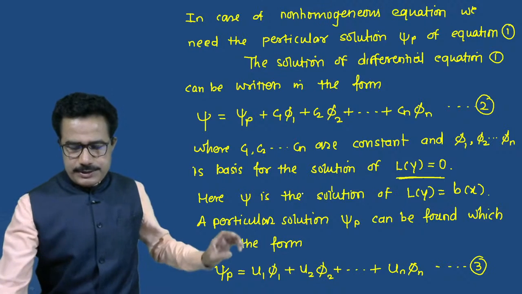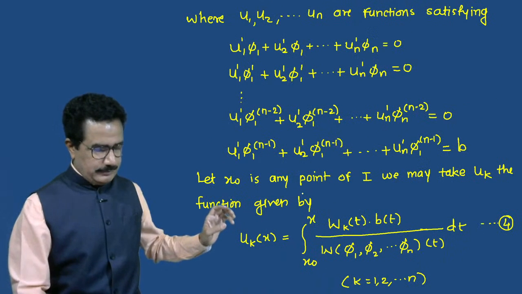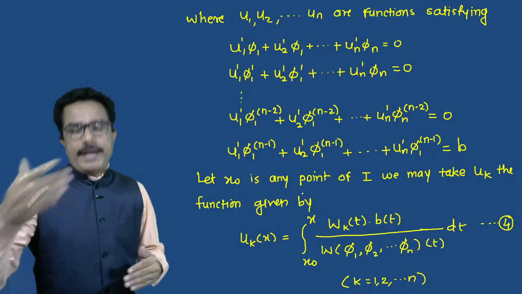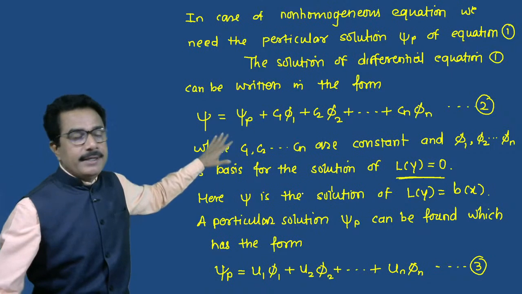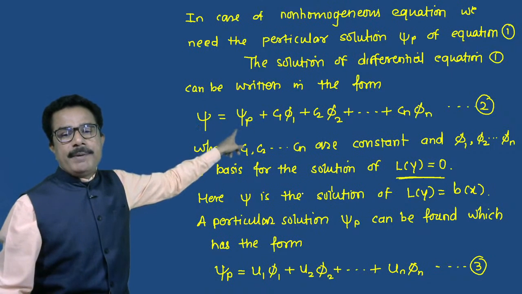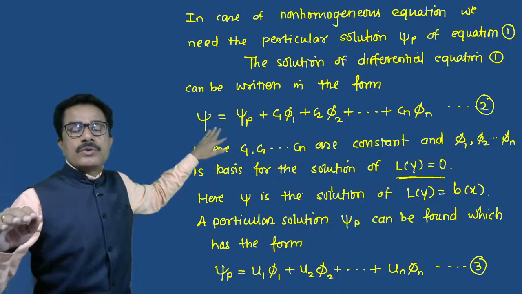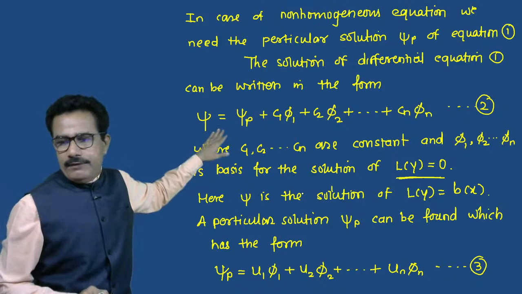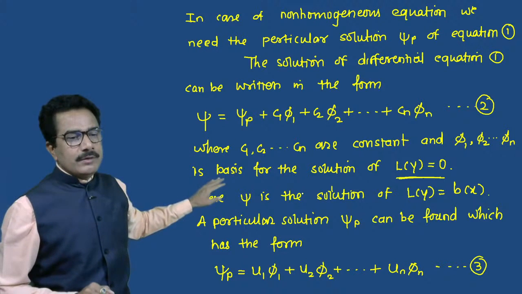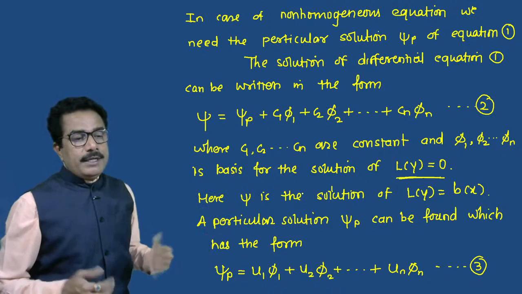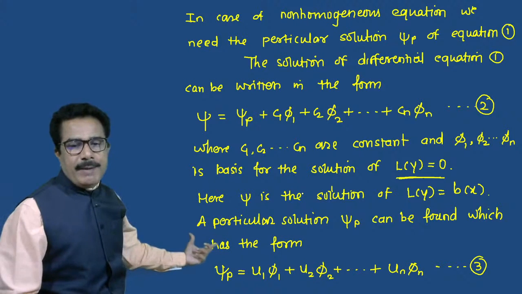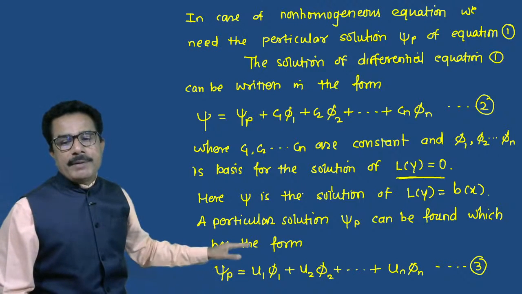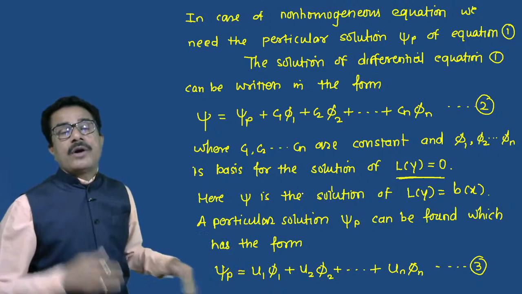Okay, now see this. Next we shall extend this theorem to find psi p. Now what is our problem? This is actually psi equal to psi p plus this, meaning this is the complete solution of L of y equal to b(x). That means equation 2 is the complete solution of L of y equal to b(x). Now, how to find psi p? Then psi p is given by, as we have seen, u1 phi 1 plus u2 phi 2 plus u3 phi 3 dot dot dot un phi n.